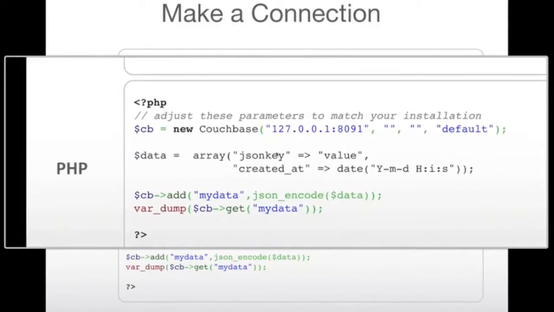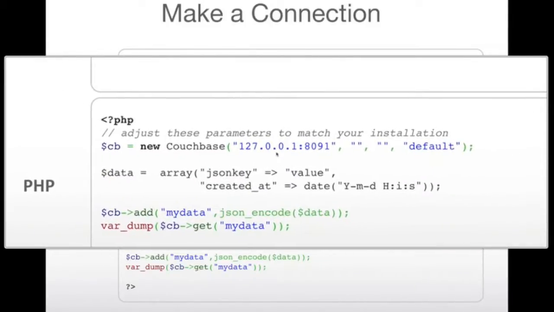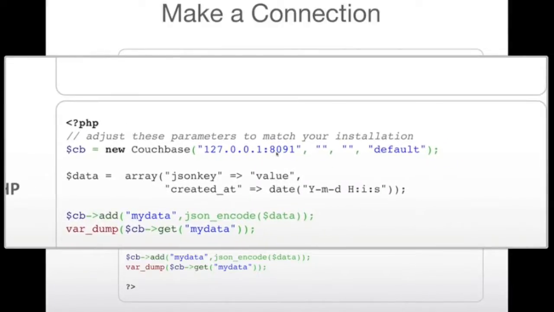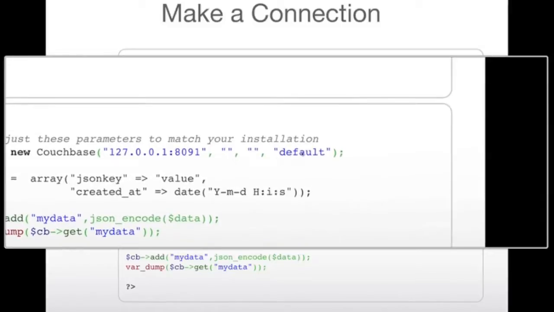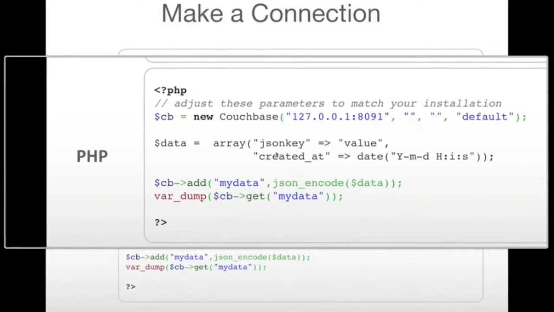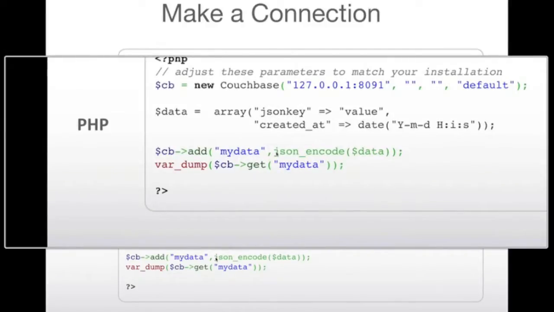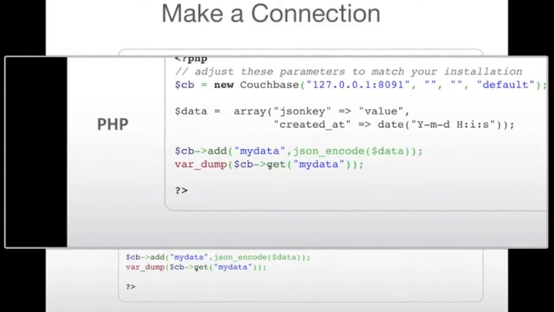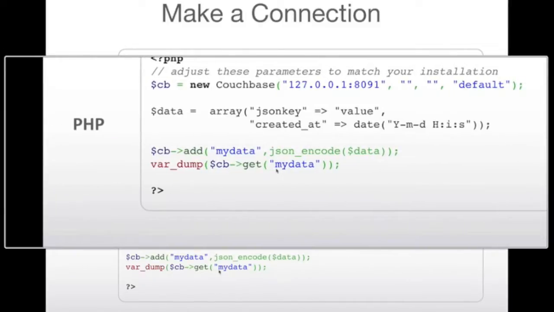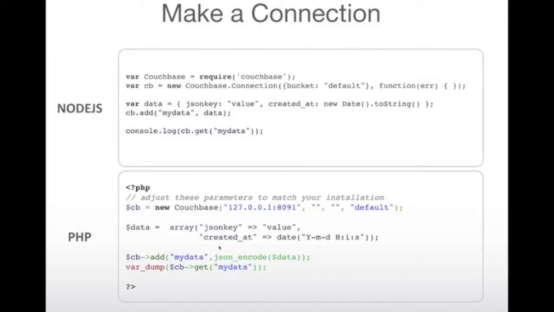PHP, again, you can see the pattern, creating a new Couchbase instance. Here we're passing in the IP address and the port, and this is the default bucket. Here is an array, which actually is a hash table in this case. PHP is a little interesting. JSON encoding and decoding has been in the default library of PHP, I think, since 5.2. And here we're doing an output of the CB get operation, so add and get. All fairly similar to each other. Each a little bit more tailored to the language and expectations of how it would work.